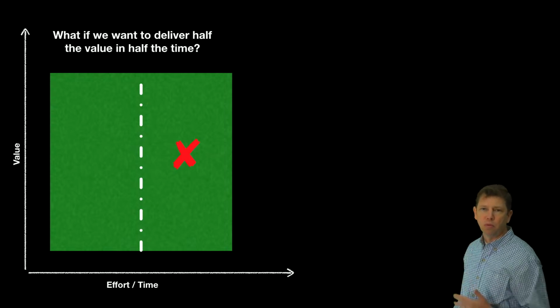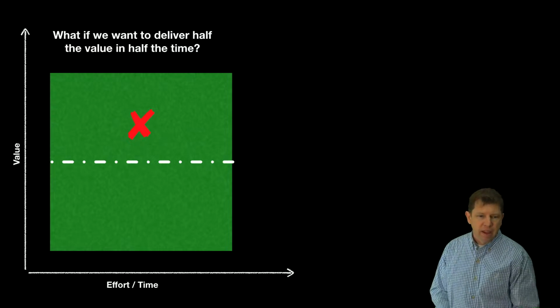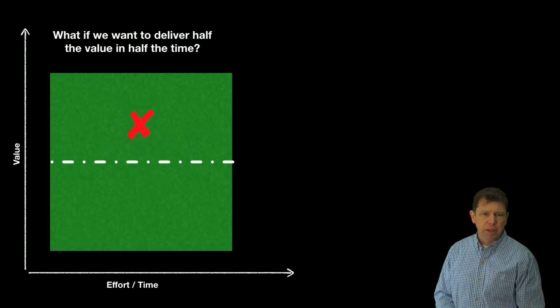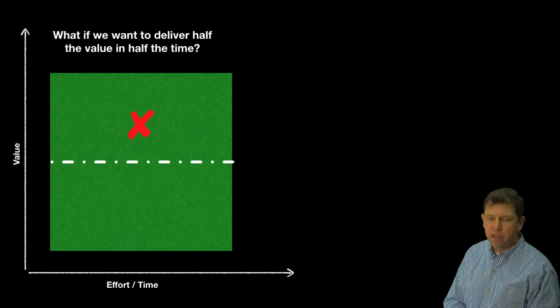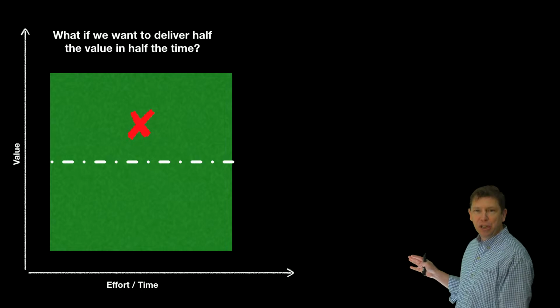So maybe our line's going the wrong way. So let's draw the line this way now. We split it that way. Okay, that probably doesn't make sense, because now we're delivering half the value in the full amount of time. And that doesn't make sense either, right? That's probably not what we want to do.